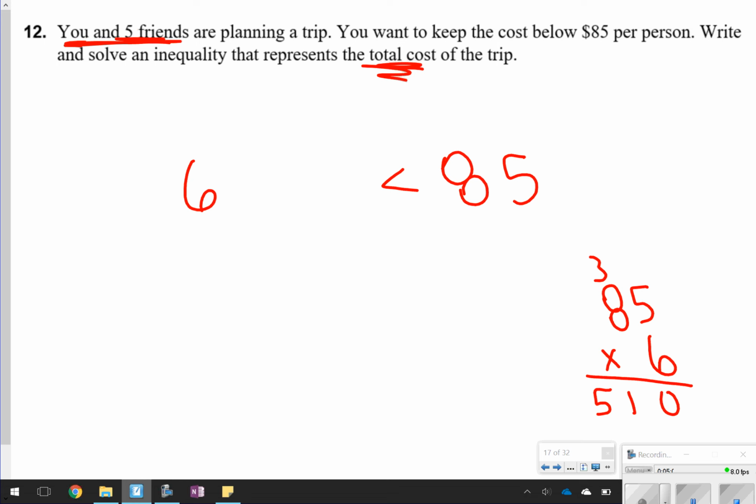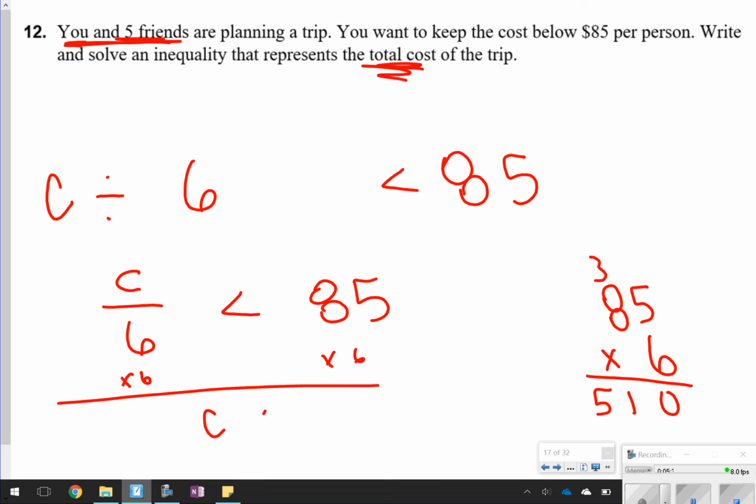So if I need to multiply to find my total cost, what I'm going to need to show here is division. So what I would do is maybe write C divided by 6 is less than 85, or you can even do C over 6 is less than $85, okay? That is going to say C is the big cost, and if I'm dividing it by 6, it's going to be less than $85. To solve it, yes, I would have to multiply both sides by 6, so that C is going to be less than $510. So here's part 1, and here's part 2.